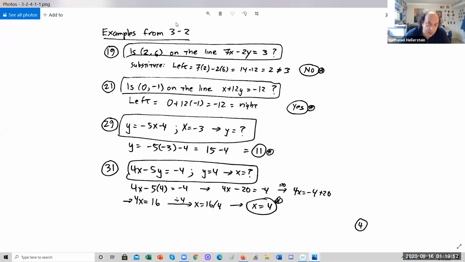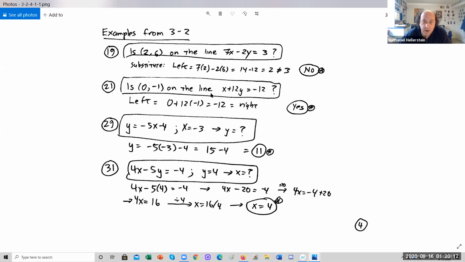All right, so we have some examples. Is (2, 6) on the line given by 7x minus 2y equals 3? Plug in 2 and 6 for x and y. 7 times 2 minus 2 times 6, that's 14 minus 12. That's 2, but that's not equal to the right side 3, so no. This point is not on this line.